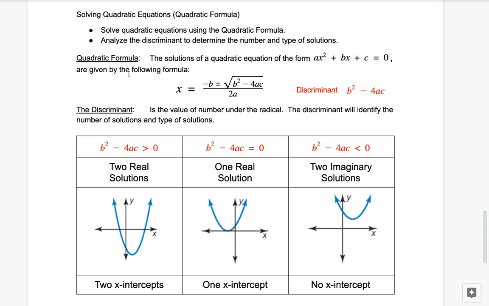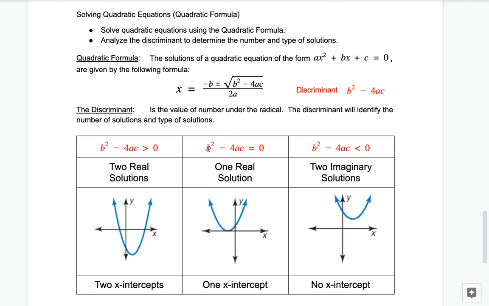So as we look at the first one here, we have b squared minus 4ac is greater than 0. What we're talking about here is positive values. So if that number under the radical is positive, we'll have a parabola that looks like this, where we cross the x-axis twice and we'll have 2 real solutions.